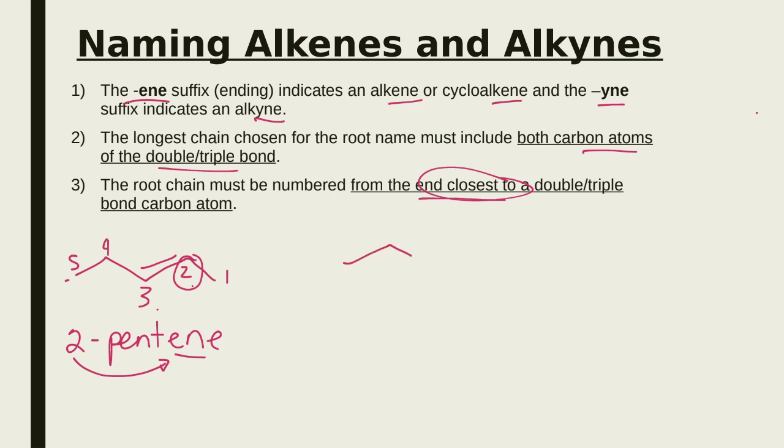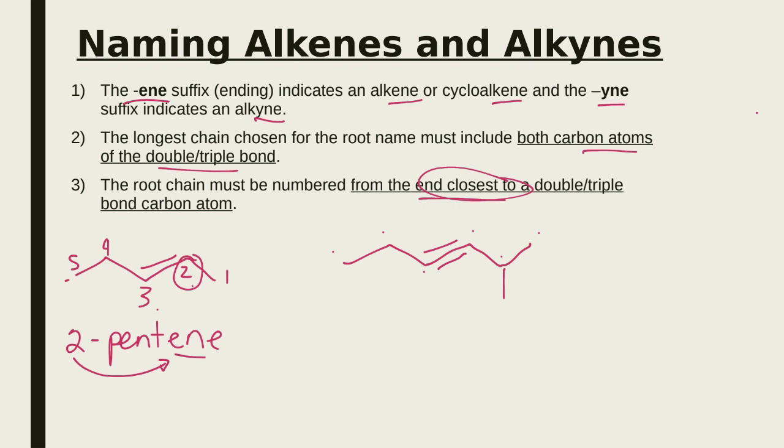Here is another structure that we'll name. I'm going to put a triple bond there. You can see 3 bonds, and then I'm going to put a branch in. So we're going to number this molecule from the end closest to the double or triple bond. So if I start counting from the left, 1, 2, 3 carbons gets me to a pi bond. From the other side, 1, 2, 3 carbons gets me to the pi bond. So it's an equal distance to the pi bond.